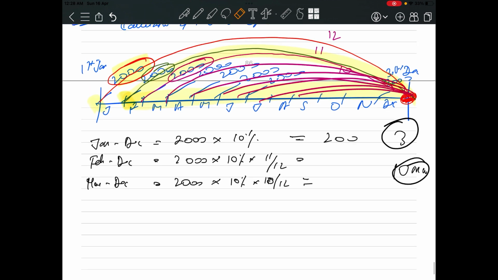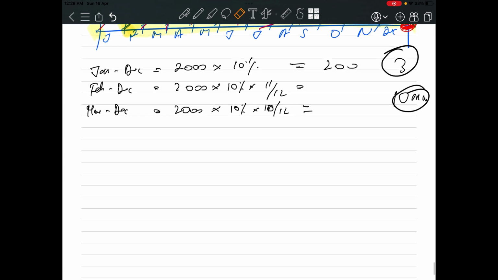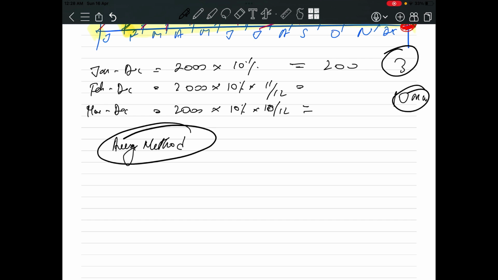We will apply the average method. What method will we apply? We'll apply the average method. Okay, and we will calculate interest on drawings.